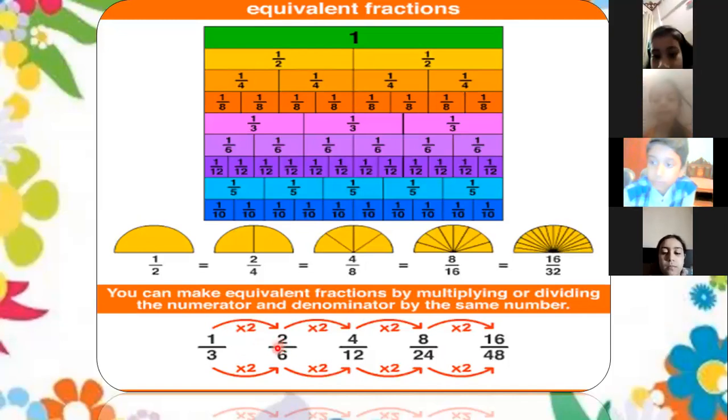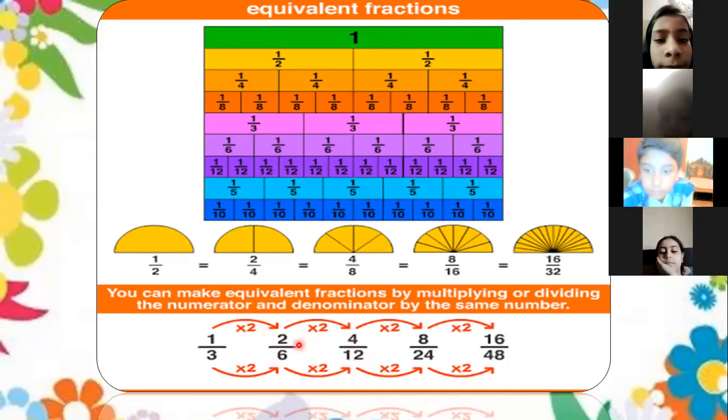Now again we will multiply 2 upon 6 by 2. We get the answer 4 upon 12. Here the numerator and denominator are different from 2 upon 6, but the value is same. They both are equal in proportion.